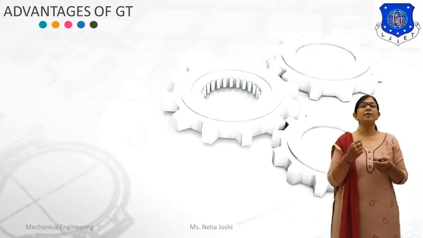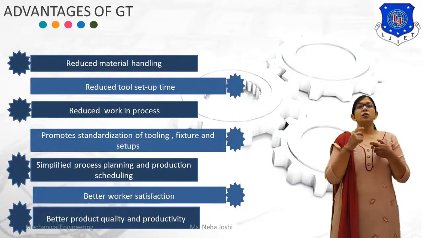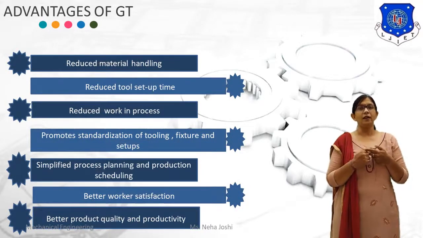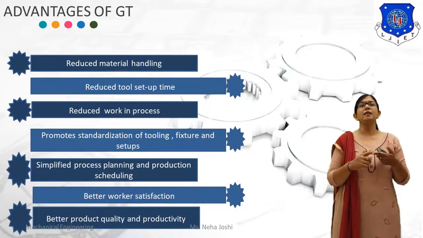Now we will discuss the advantages of group technology. First one is reduced material handling. A group technology layout is designed on the basis of minimizing the material flow, as the parts are moved within a machine cell rather than within the entire factory. So material handling is reduced.